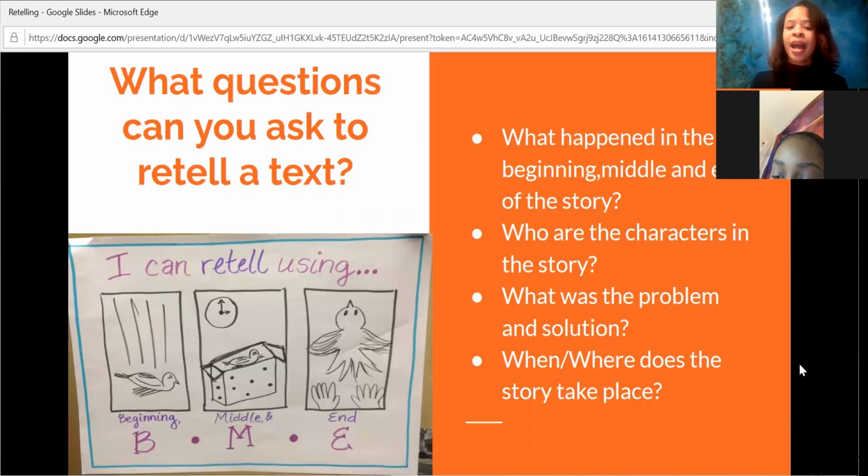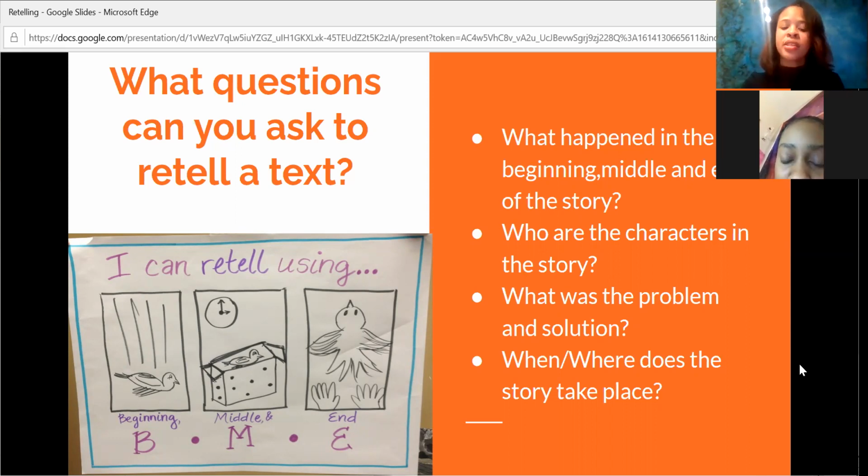So questions that I may ask you, or that you can ask yourself to retell a text are, what happened in the beginning, the middle, and the end of a story? Remember, take notes, because I might ask you some questions at the end. These are all questions that are important to ask when retelling the text. So who are the characters in the story? Was there a problem? And if there was a problem, what was the solution to that problem? When, and also where does the story take place? These are all very important questions to ask yourself when retelling the text.